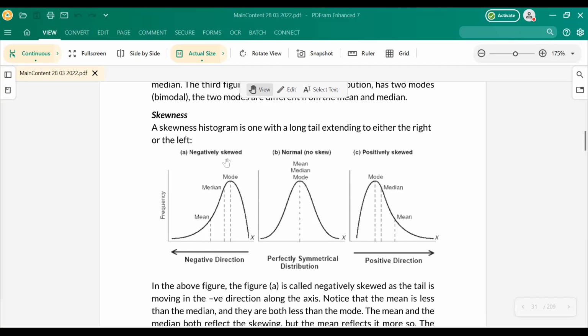In a negatively skewed graph, mean will be less than mode, and median will also be less than mode, because you have a small value that got added. So mean and median will move towards the left, but mean is moving at a faster rate than median. So median will be between mode and mean, and both will be on the left side of the mode if it is negatively skewed. If it is positively skewed, mean and median will be on the right side of the mode.